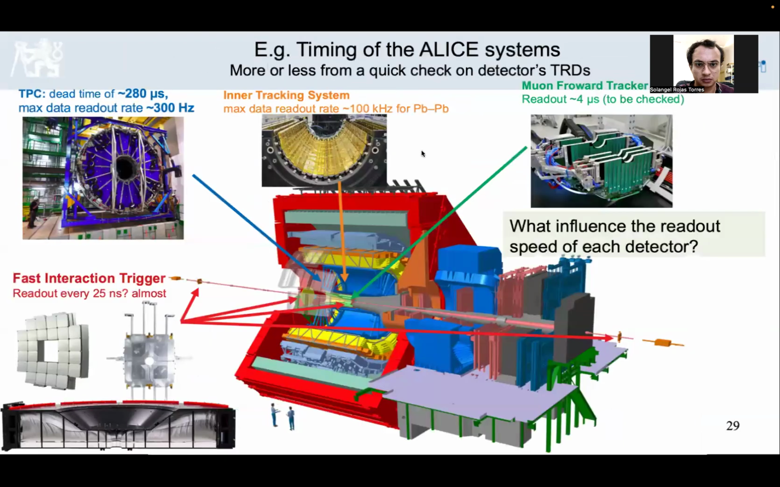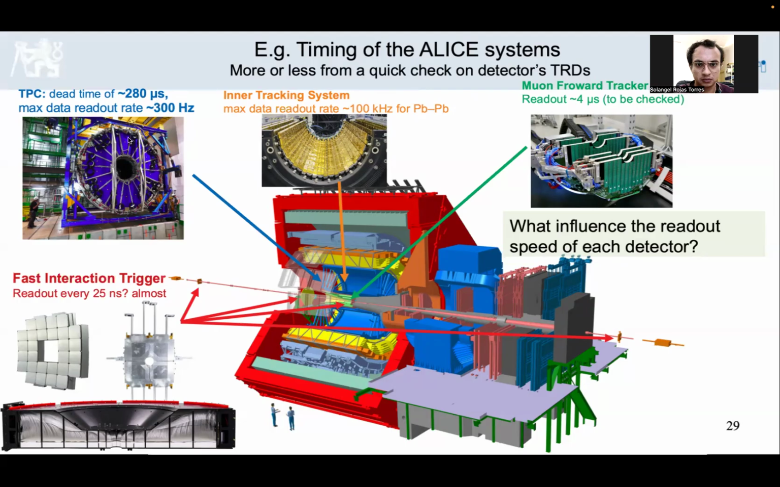So for example, here's the timing for the different detectors in ALICE. This detector can provide signals every 25 nanoseconds, and the latency of the time of arrival is very short compared with the rest. For example, FIT doesn't have any dead time because it's the fastest, but the TPC has something like 280 microseconds. That's a lot. Yes, it's very slow. This is the slowest detector in ALICE.